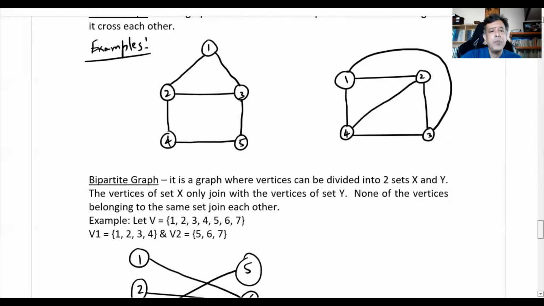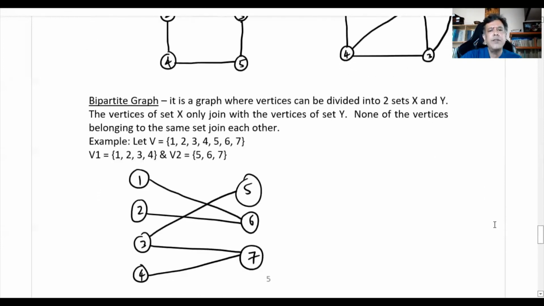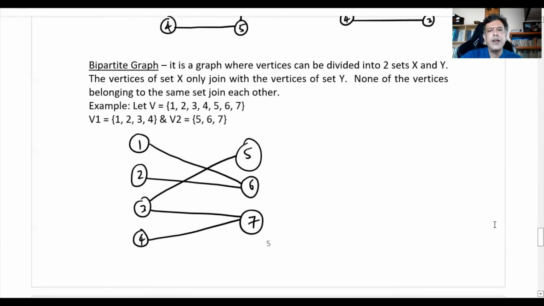Then comes bipartite graph. It is a graph where vertices can be divided into two sets, let us say X and Y. The vertices of set X only join with the vertices of set Y. This we are considering as X. This we are considering as Y. None of the vertices belonging to the same set join each other. Means all these four vertices, there is no connection between them. There is no connection between these three vertices among themselves. Whereas there is a connection from this set to this set. For example, 1 to 6, there is a connection.